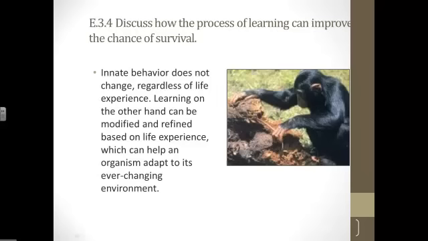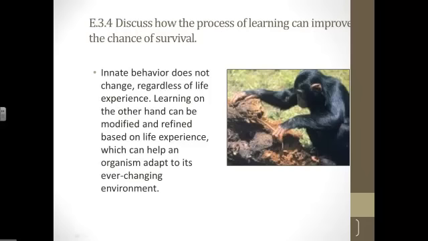Discuss how the process of learning can improve the chance of survival. Now, reading that statement, it may seem like a no-brainer. Of course, learning can improve your chances of survival, but let's differentiate now between innate behavior and learned behavior. If the behavior is innate, for example, babies responding to a breast and wanting to suckle, or a sneeze reflex, that is fixed and that behavior will not change.